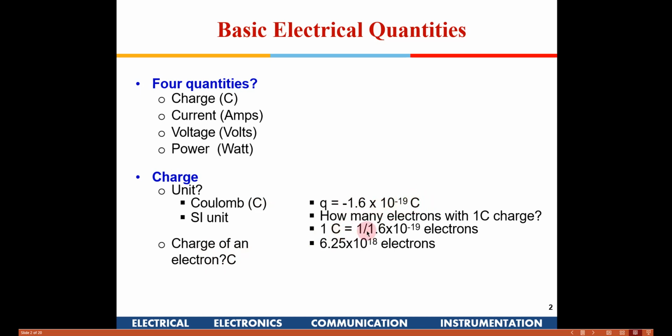If I divide 1 by 1.6 into 10 to the power of minus 19, you get 6.25 into 10 to the power of 18 electrons. These many electrons, when they come together, represent 1 coulomb of charge. That is the definition of a charge. An electron has a negative charge, and a proton has a positive charge. This is the first electrical quantity.